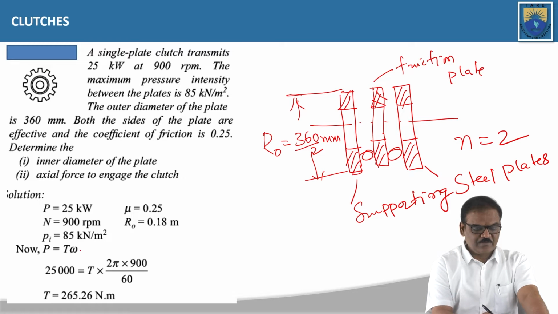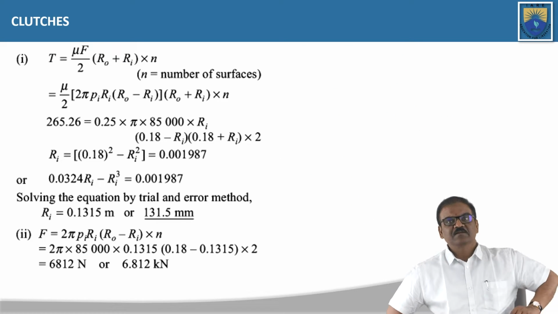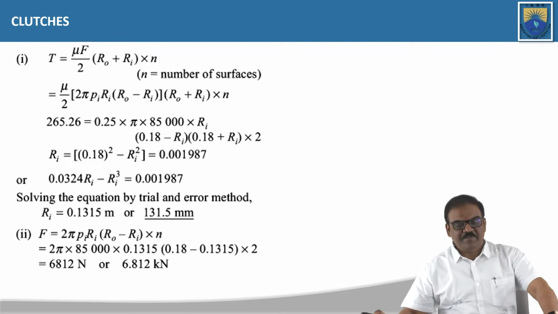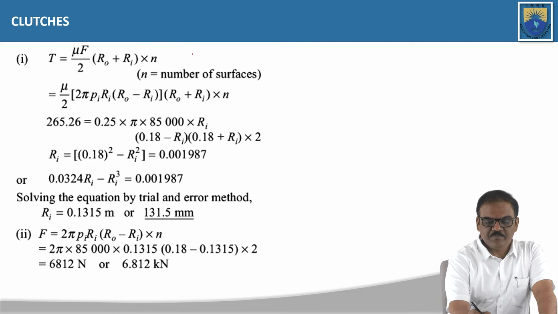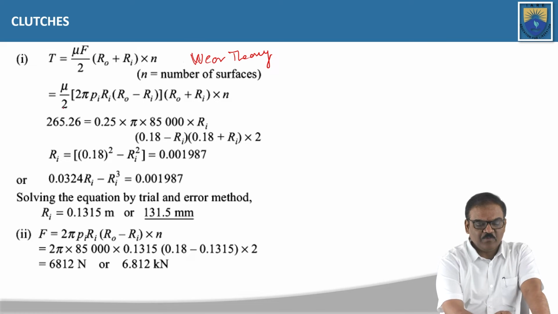As you know, power is equal to T into omega. Therefore, the torque transmitted is derived. Then the torque transmitted is equated using uniform wear theory, where n is equal to the number of surfaces. Therefore, mu by 2 into 2 pi into pressure into Ri into (R outer minus R inner) into (R outer plus R inner) into n, where n is equal to 2.